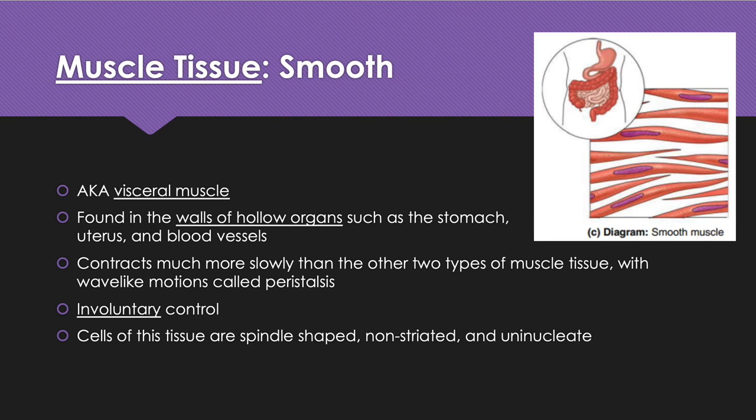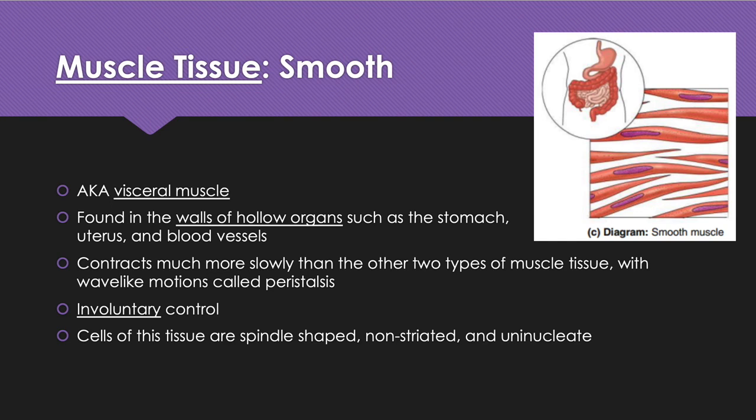These are also under involuntary control, so that's a similarity between cardiac muscle and smooth muscle. These cells also have spindle shapes, so they're kind of narrow at each end and wider in the middle, so you can kind of see that here. They are non-striated, so they don't have those stripes like skeletal and cardiac muscle. And like cardiac muscle, they only have one nucleus per cell.